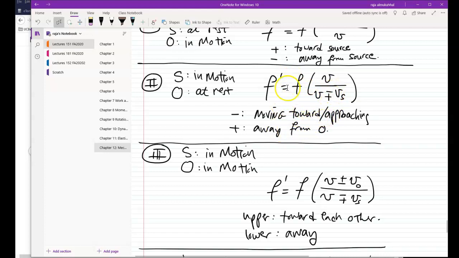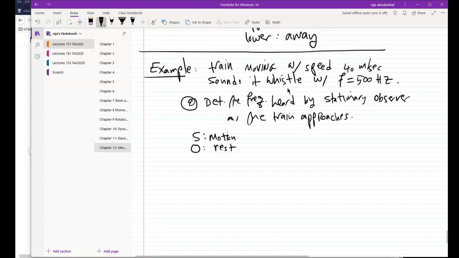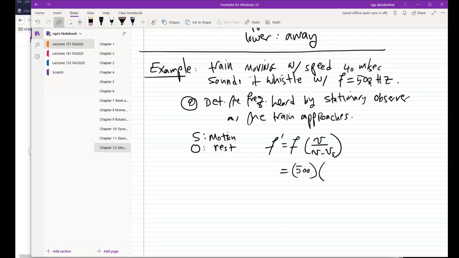You get that? So basically this is the formula. We're just going to go f prime equals f times v over v minus vs, with vs here for the speed of the source. He said the frequency of the whistle is 500. In other words, this is how the whistle is designed. It was manufactured to produce 500 hertz. So that's going to be 500 times v, the speed of sound, 345, divided by 345 minus the speed of the source, which is 40.